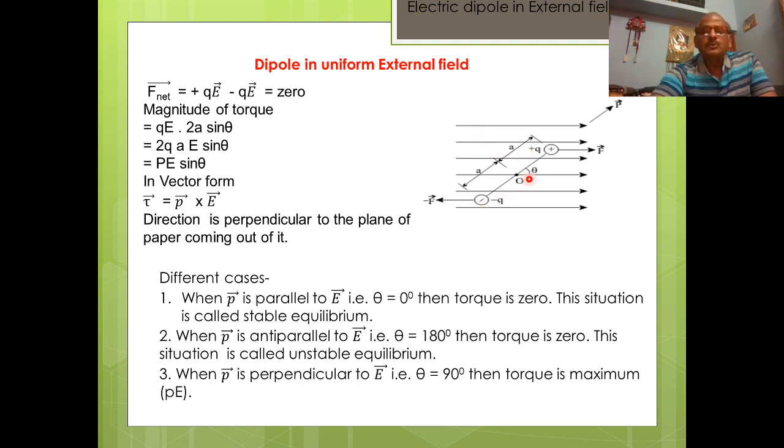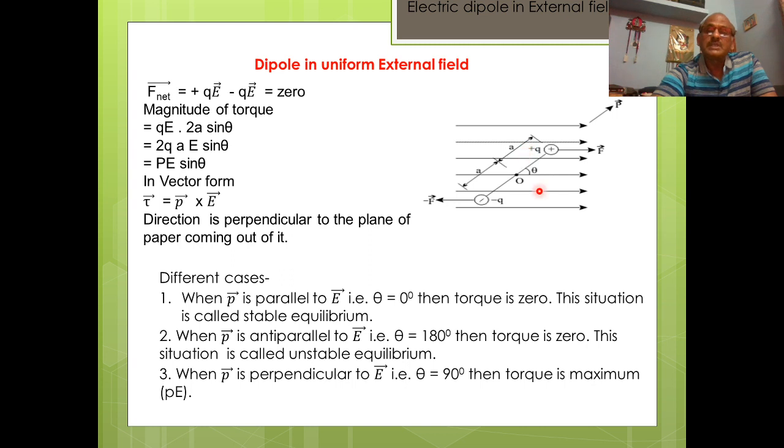If this dipole is placed parallel to the electric field, that is at angle theta equal to 0, then torque is 0, and as we discussed earlier, in the uniform electric field the net force is 0. So the dipole is in complete equilibrium. This situation is called a stable equilibrium.